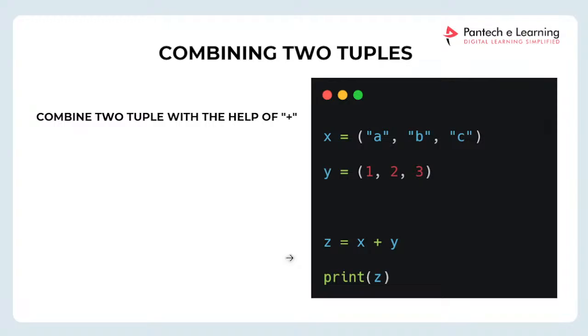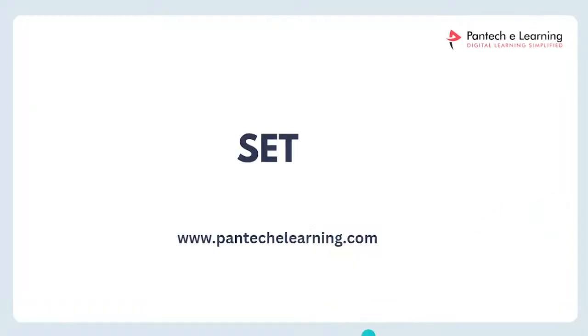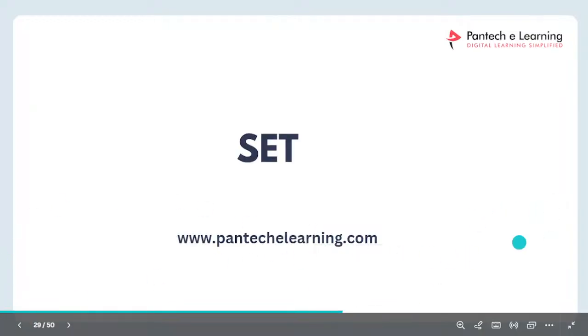So next one, combining two tuples. How to combine two different tuples? Same like the string method. Using the plus operator, we combine two different variable names, x plus y, where x is one tuple and y is another tuple. We combine them with plus, and both are combined. So already you know this. Yeah, exactly, same like concatenation.